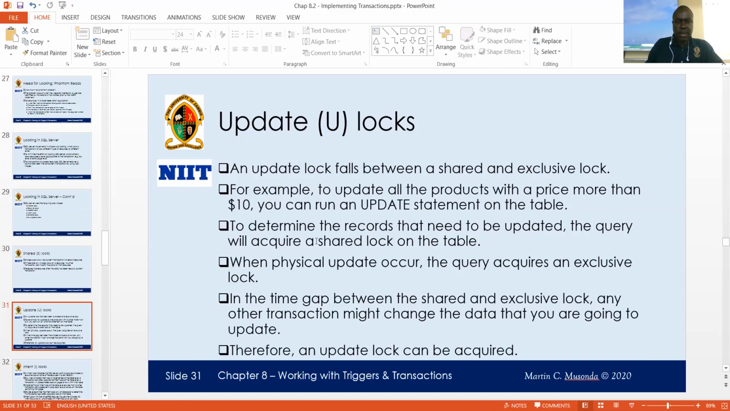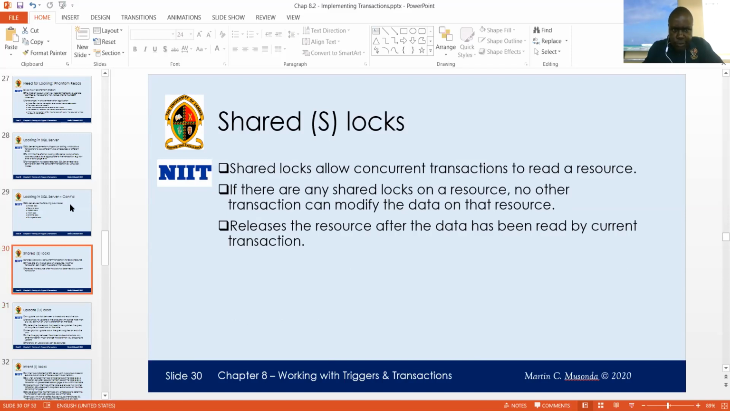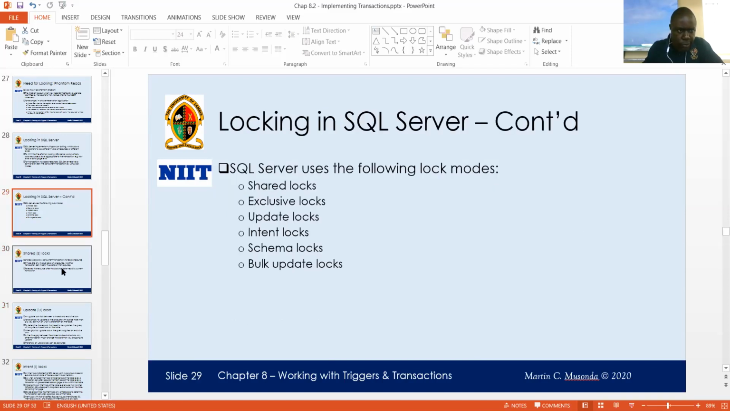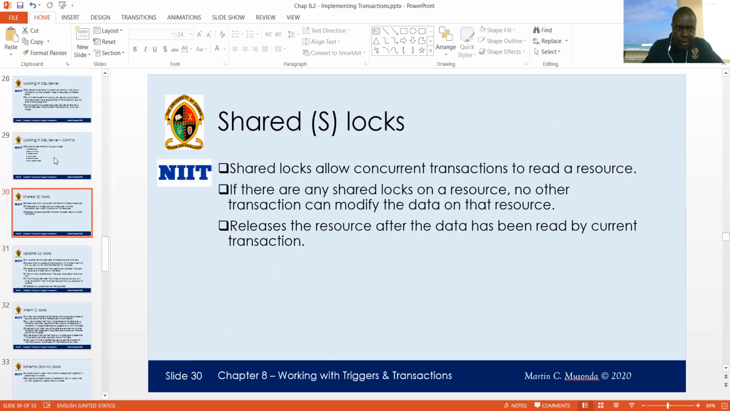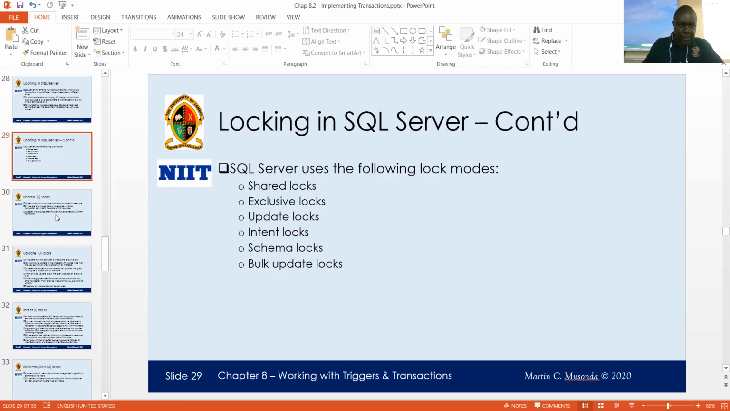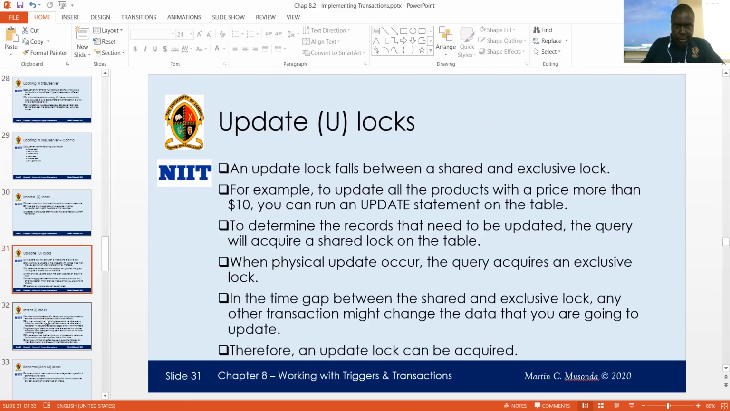The second type, the second mode is update locks. Sorry, I've skipped one, the exclusive. This one is exclusive actually.